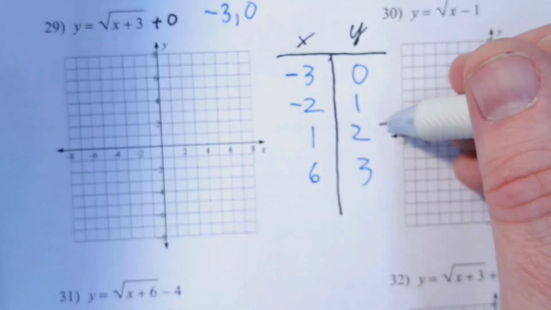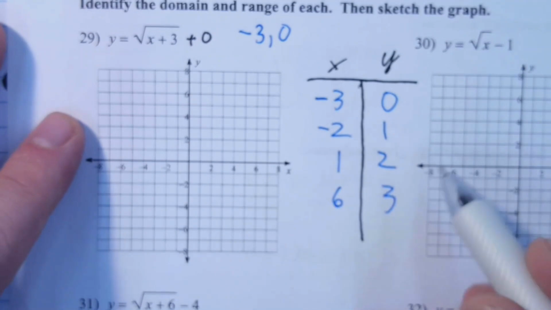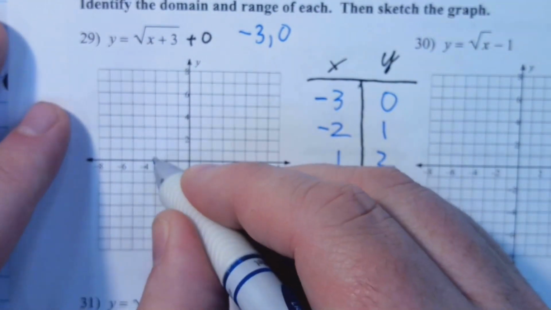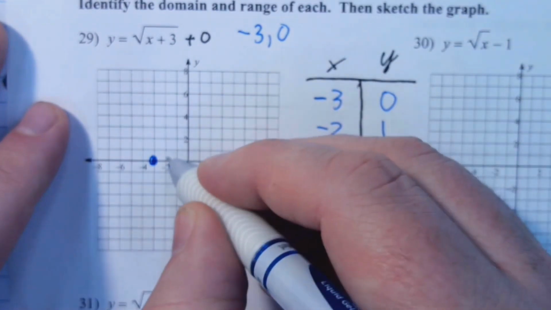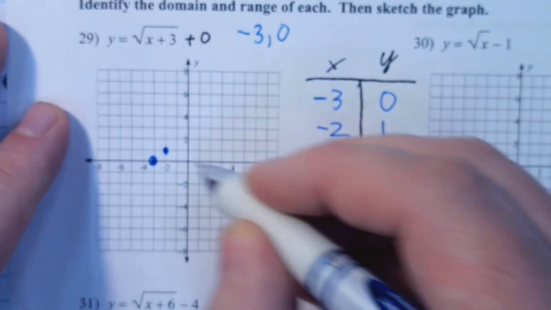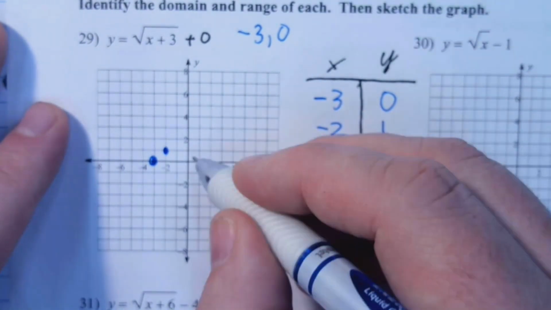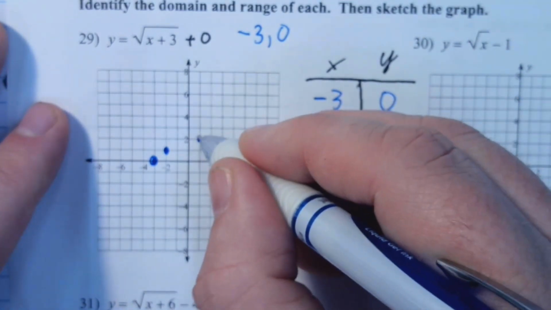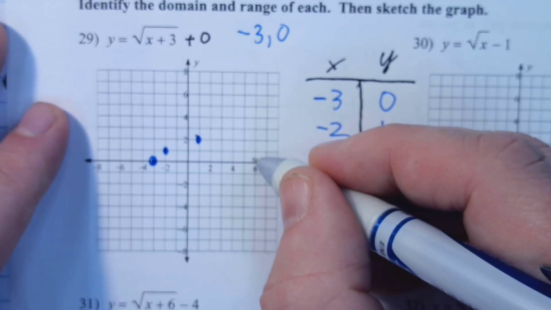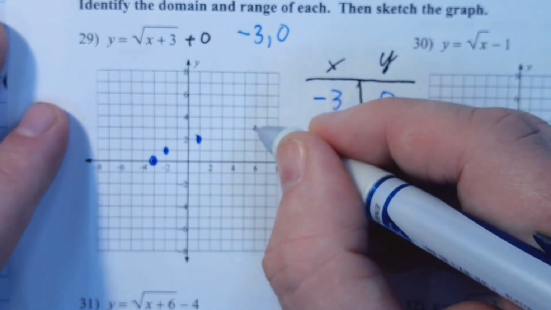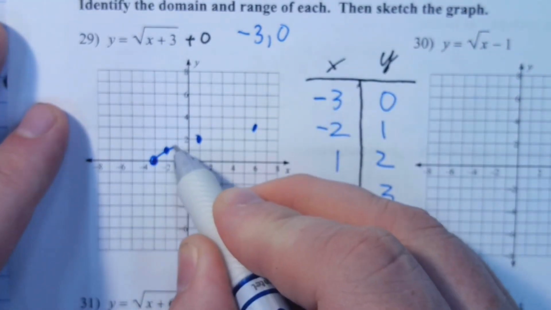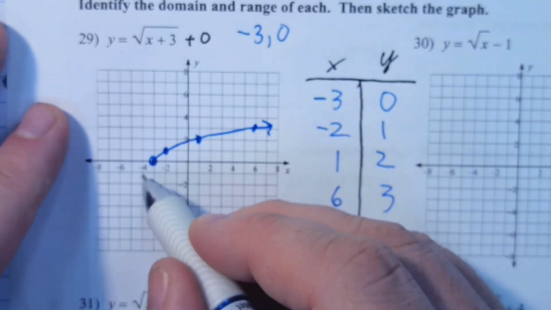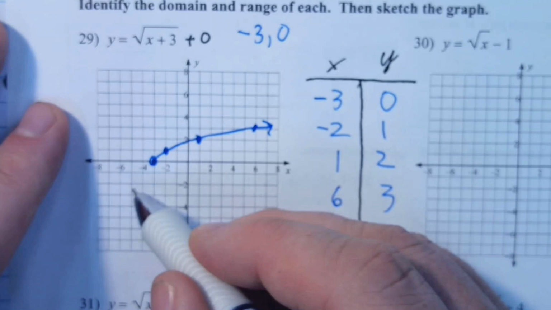All right, so I'm going to graph it up. Negative 3, 0. Negative 2, 1. 1, 2. 6, 3. And I'm just going to do this. Okay, make sure your line starts here. I don't want to see any line down here, or it's wrong.